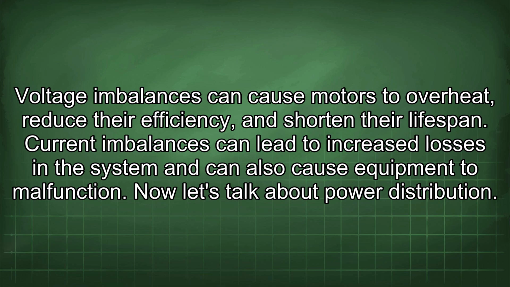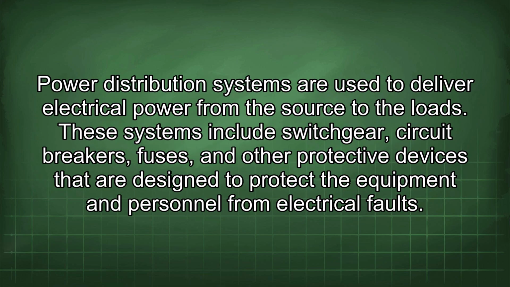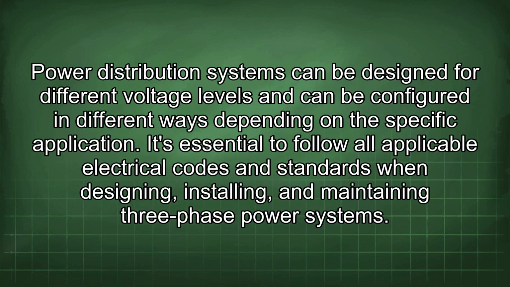Now let's talk about power distribution. Power distribution systems are used to deliver electrical power from the source to the loads. These systems include switchgear, circuit breakers, fuses, and other protective devices that are designed to protect the equipment and personnel from electrical faults. Power distribution systems can be designed for different voltage levels and can be configured in different ways depending on the specific application.